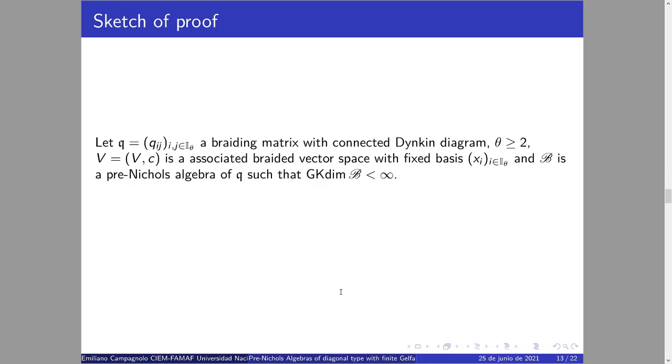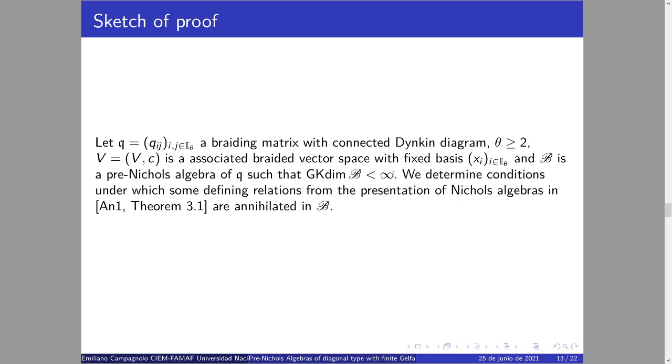Okay, this is the sketch of the proof of the theorem. Let Q be a braiding matrix with connected Dynkin diagram, theta greater than or equal to 2. B is the associated braided vector space with a fixed basis xi, and B is a pre-Nichols algebra of Q with finite Gelfand-Kirillov dimension. We determine the condition under which some defining relations from the presentation of Nichols algebras in a theorem by Angiono are annihilated in B.